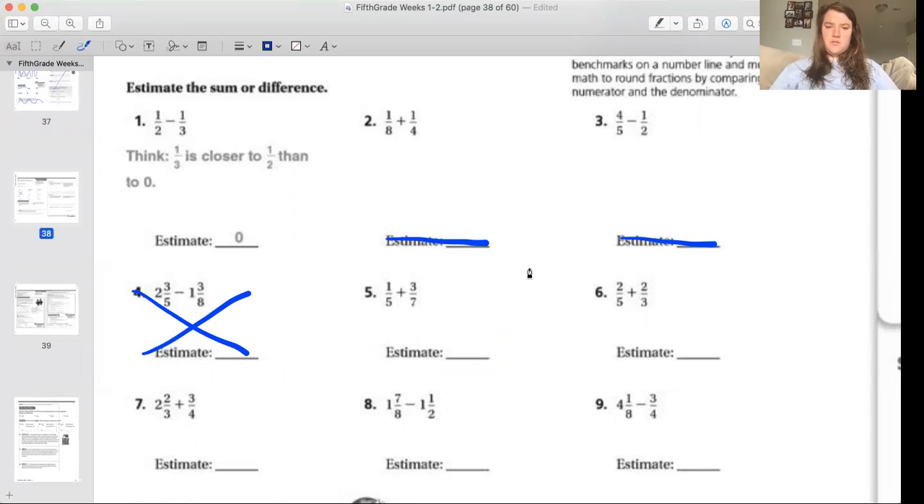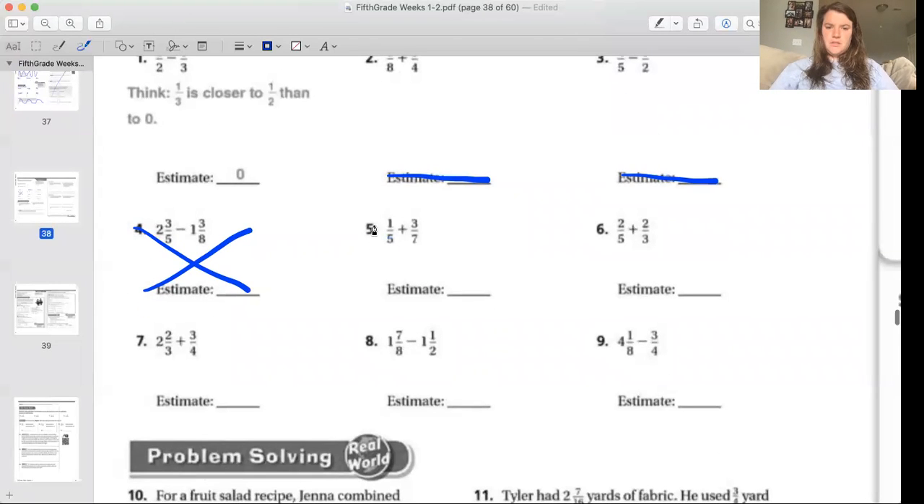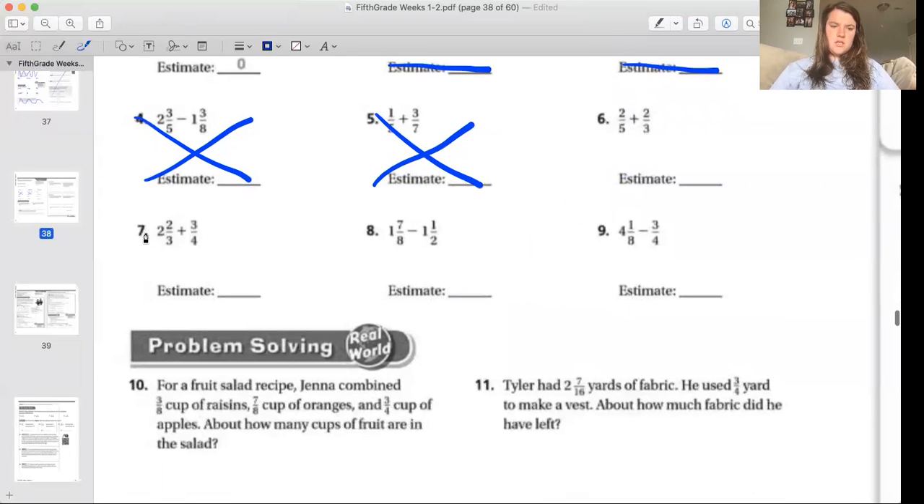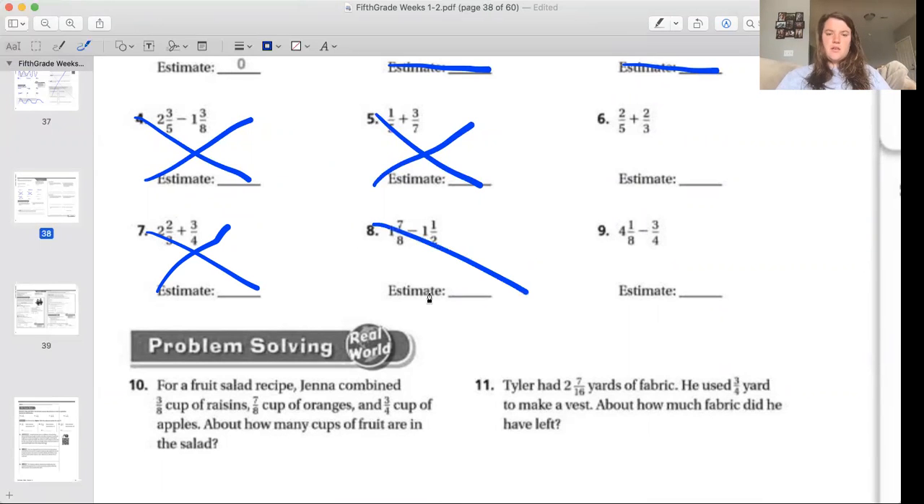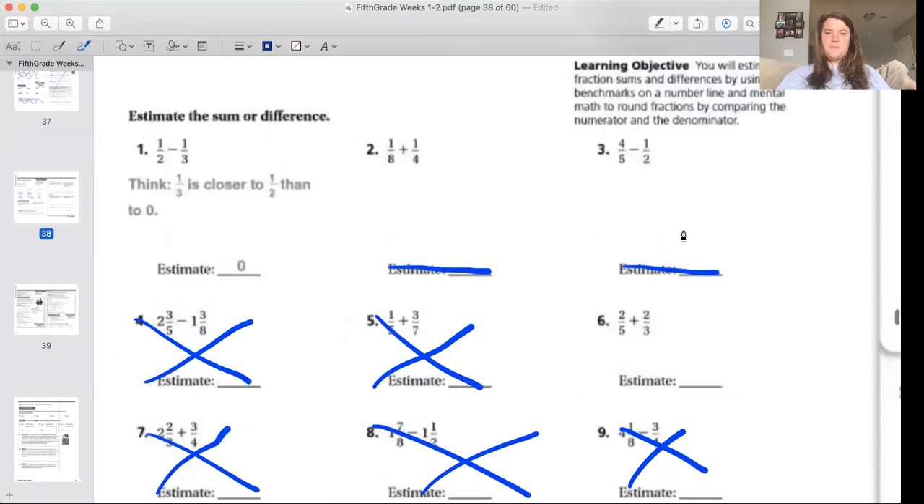That one, I think we'll do that one. Probably not this one. We'll do 6, not 7, because we haven't learned to do that yet. I'm going to leave that for a lesson on Friday. We can skip 8 and we can skip 9. And then I'll check out the ones on the bottom.